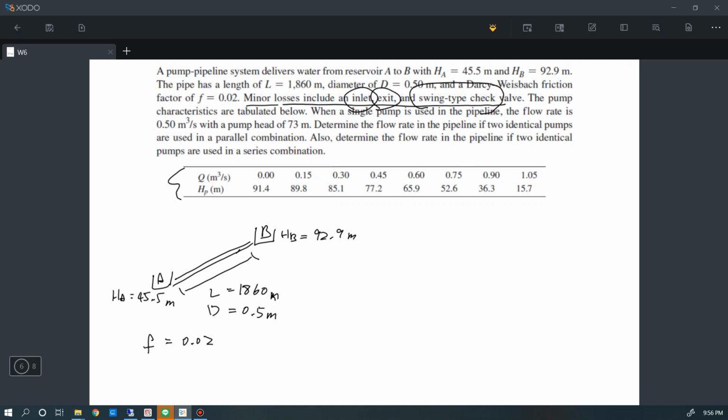And the problem already tells us if we only use a single pump, the flow rate will equal 0.5 cubic meter per second, with the pump head equal to 73 meter. So we want to determine the flow rates in the pipeline if two identical pumps are installed in the parallel combination, as well as the flow rates for the two identical pumps using the series combination. So basically we consider these two variations.